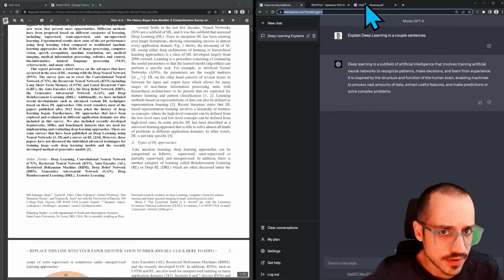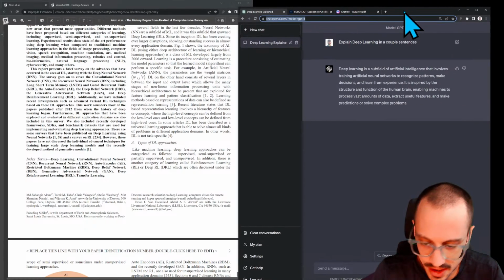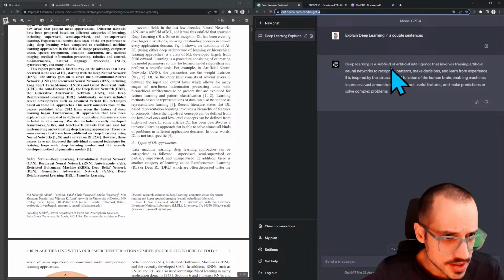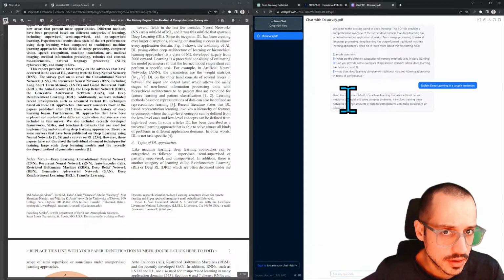Right off the bat, I'm seeing that the ChatPDF and GPT-4 answers are very similar here. Deep learning is a subfield of artificial intelligence that involves training artificial neural networks to recognize patterns, make decisions, and learn from experience. Model and solve complex problems.